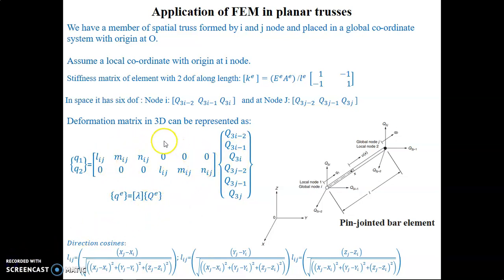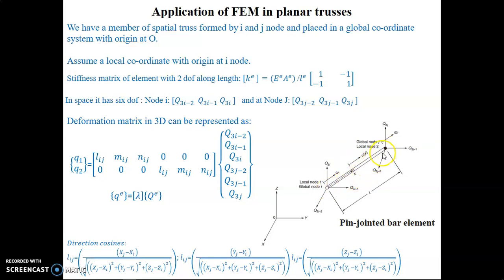Now we will again be using the same mapping matrix, or the lambda matrix, for converting this local stiffness coefficient matrix into the global stiffness coefficient matrix of a particular element. As you can see here, we have 6 degrees of freedom for this particular element in 3D space. So the stiffness matrix for this element will be a 6 by 6 matrix. That is, the K matrix for this particular element will have 6 rows and 6 columns.